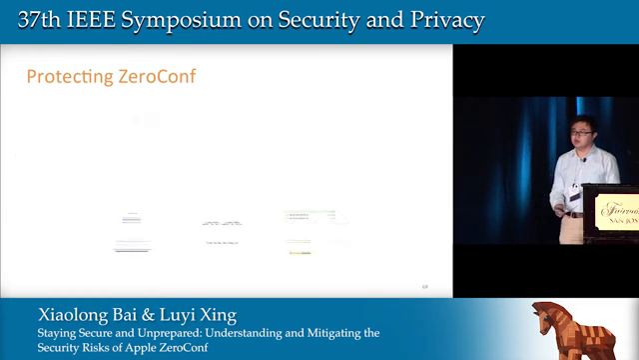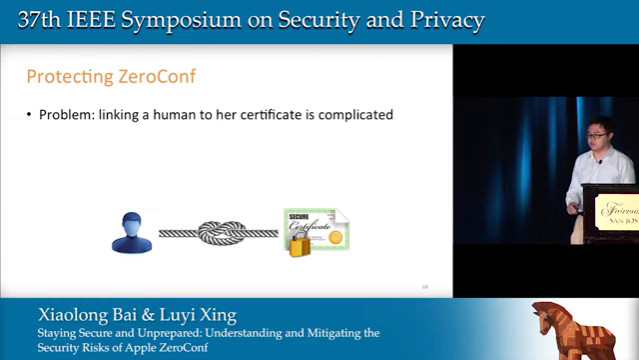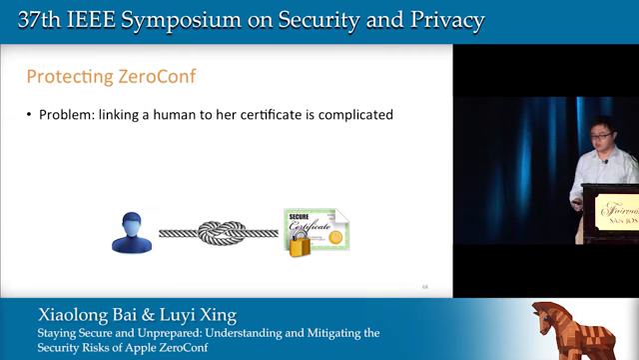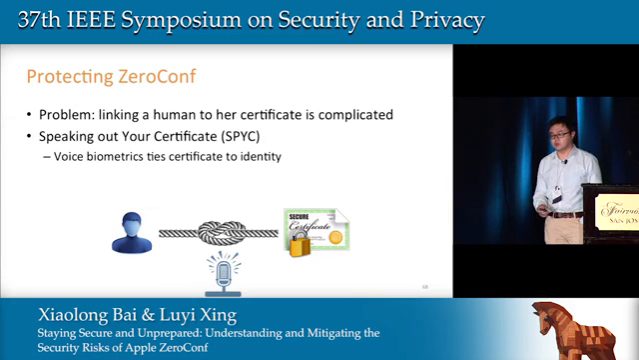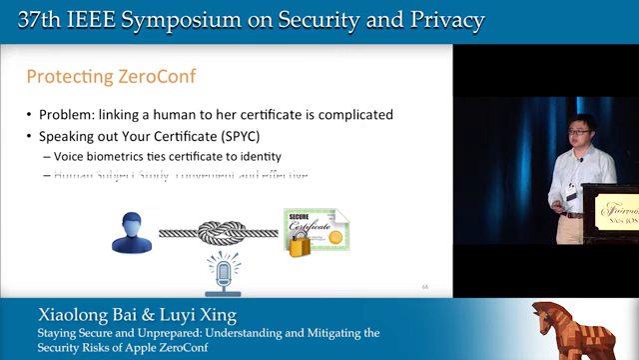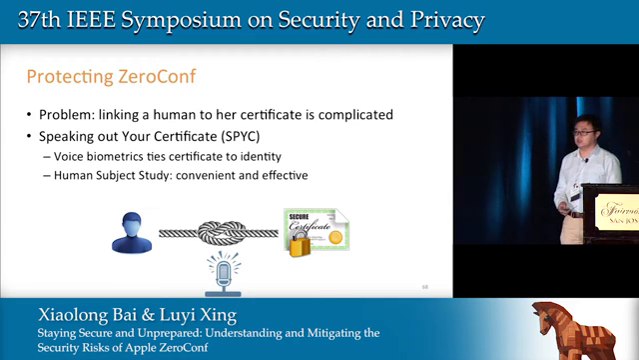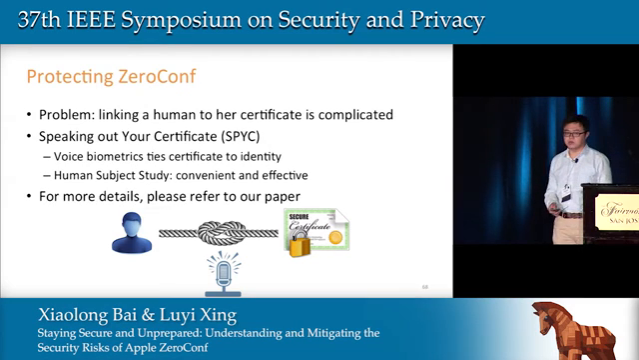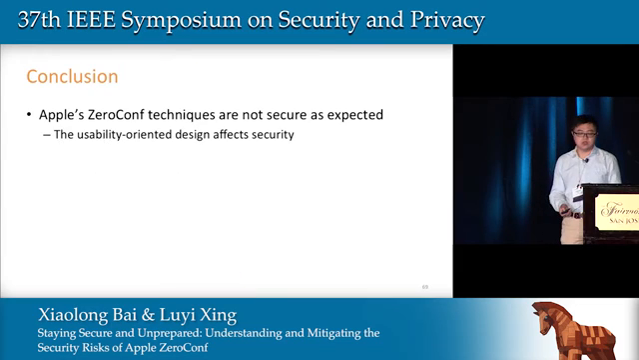So we need to think about how to protect these zero configuration techniques. Here, our defense mainly focuses on the fundamental problem, that is, linking a human to her certificate is complicated. Our solution is to let a user speak out her certificate, which uses her voice biometrics to tie her certificate to her identity. We conducted a human subject study, which shows that our solution is well received by the users. For more details about this defense, please refer to our paper.